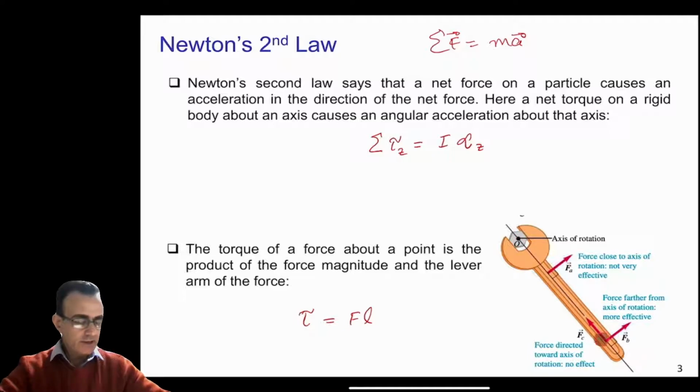As you can see in this case, Fc is passing through this point here, and therefore the torque of Fc is 0. The force Fa is close to the axis of rotation, which is this point O here, so this is not very effective compared to force Fb. Because the force Fb is further from the axis of rotation, it is more effective, because in case of Fb, the L is greater compared to Fa.